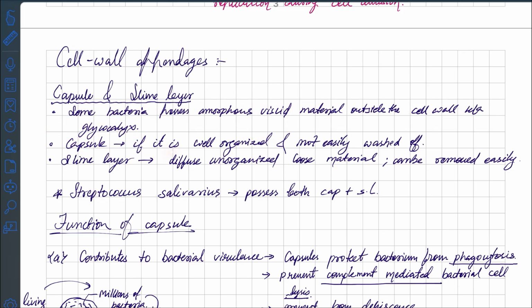Glycocalyx, if it is well organized and cannot be easily washed off, is known as capsule. But if it is diffuse, unorganized, and loose material which can be removed easily, it is known as slime layer. So here is one exception. Streptococcus salivarius is a bacteria which possesses both capsule as well as slime layer of the glycocalyx.